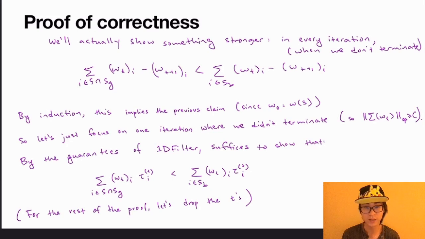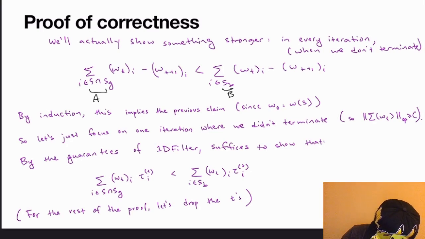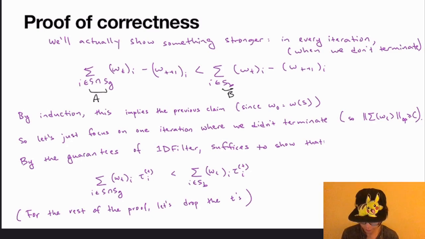So let's just establish this stronger claim. Let's focus on one iteration where we don't terminate. So we're at some Wt, and we know that sigma Wt has spectral norm strictly greater than C. So how do we show a guarantee like this? Well, recall the way that we form Wt plus 1 from Wt is we call this 1D filter with these scores tau, given by that formula I showed you. So the way we reason about 1D filter is through that lemma that we proved. So let's call this set A and this set B. Note that A and B form a partition of 1 through n.